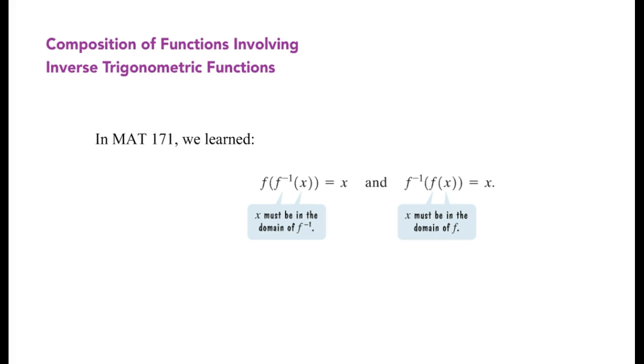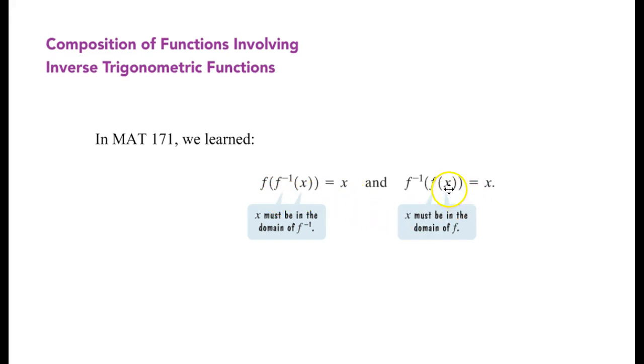This is the second part of the video on the inverse trigonometric functions. So in the previous course you learned that if you compose a function with its inverse function, you always get back to the original input you started with. So basically the input goes into the inverse function, and then we take that output and put it into the original function, and we get the input back.